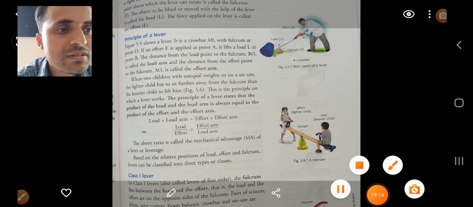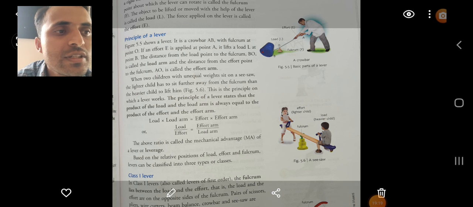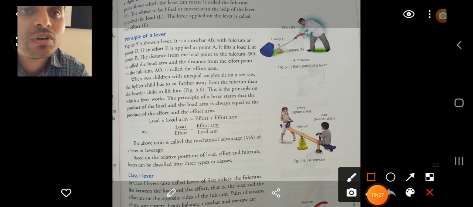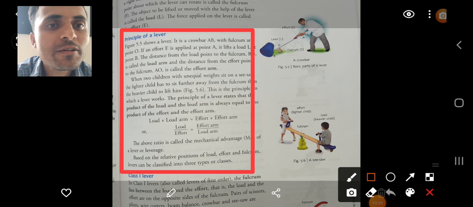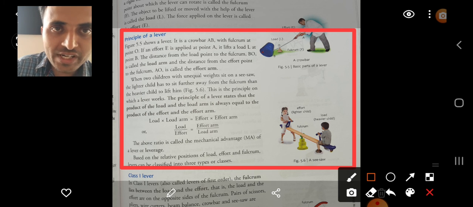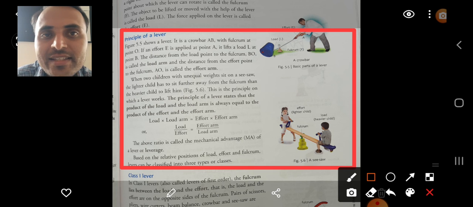Now focus on the square that we have to discuss. So very carefully see the functioning, see the diagram of the principle of the lever. Okay, so figure 5 we have already discussed, that is the crowbar. So crowbar is also one type of lever. Then the distance from the load point to the fulcrum point is called the load arm.